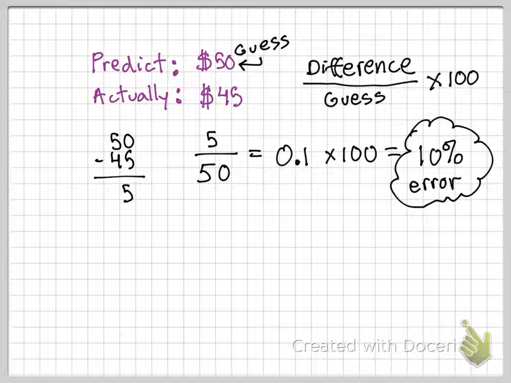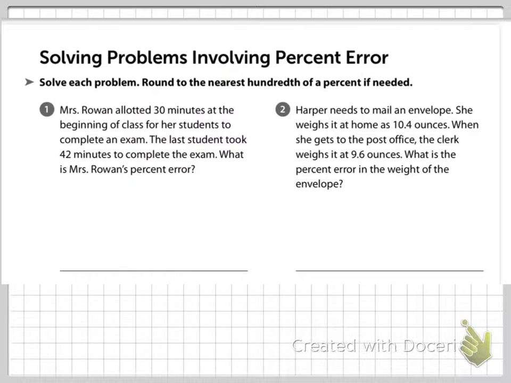Okay, let's do a couple of the examples from the packet. We'll do the first two together. Mrs. Rowan allotted 30 minutes at the beginning of class for her students to complete an exam. The last student took 42 minutes to complete the exam. What is Mrs. Rowan's percent error? Just like we did on the last one, we want to think about the difference between what she guessed, which was 30 minutes, and how long it actually took, which was 42 minutes. So I'm going to do 42 minus 30 to figure out the difference. There's a 12-minute difference between those two numbers.